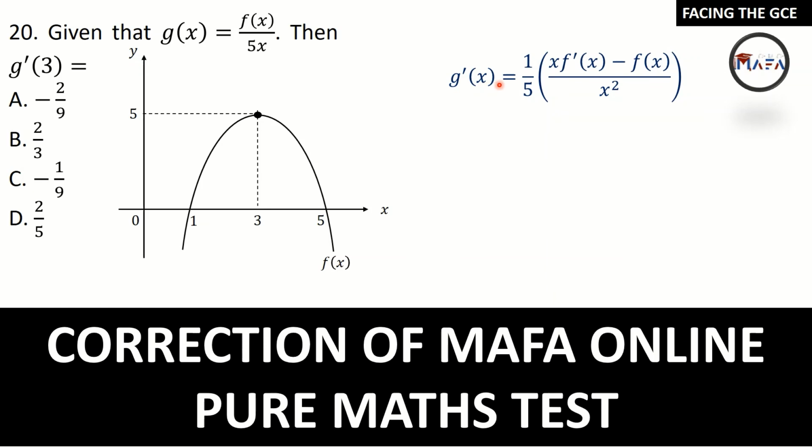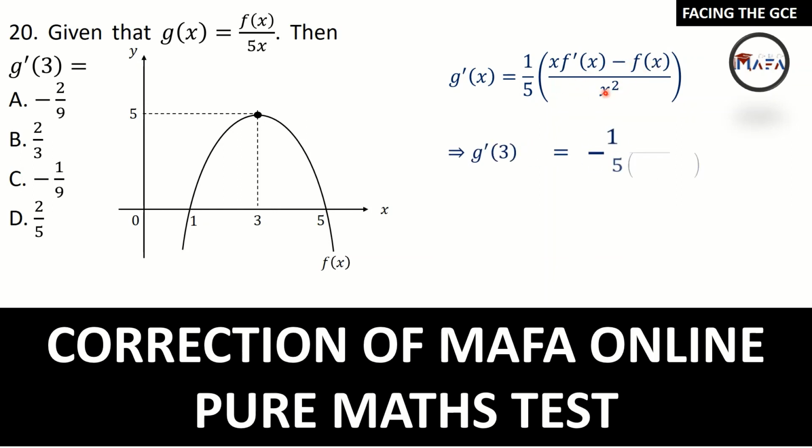So g prime of x is equal to 1 on 5. I put the constant out, and I'll use the quotient rule. I keep the denominator, which is x. I differentiate the numerator, f prime of x, minus, I keep the numerator, which is f of x. I differentiate the denominator. Remember, we are differentiating with respect to x. Differentiate the denominator with respect to x to get 1, then divided by the square of the denominator.